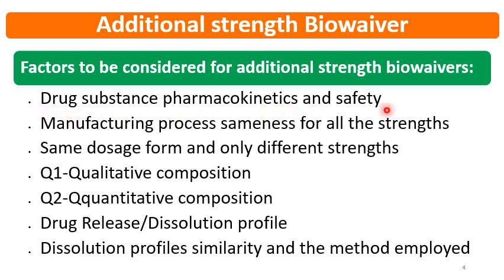Drug substance pharmacokinetics and safety. Then manufacturing process sameness for all the strengths. The API should be the same in all the strengths. Then the dosage form will be the same and only the strengths will differ.